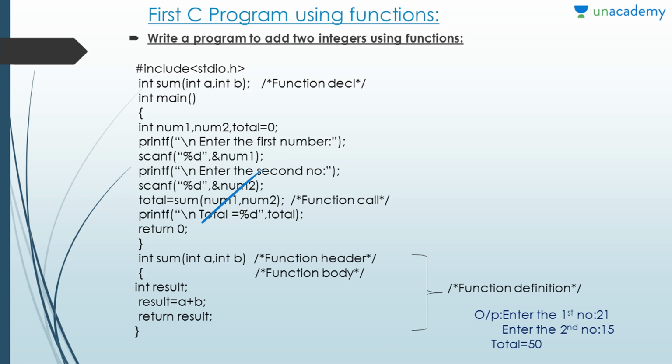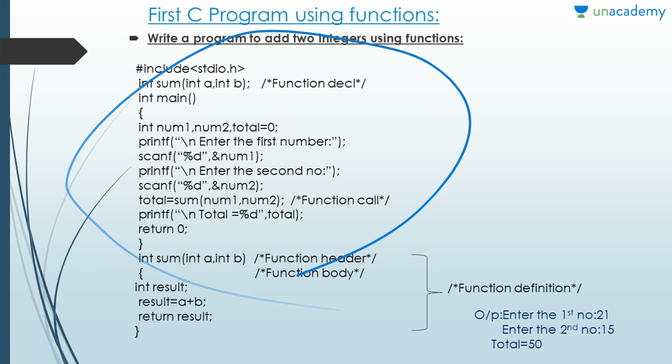Here result is equal to a plus b, which means the addition of a and b will be stored in result. Now here you would return 0, meaning a null value, but now you write return result, which means you return the value stored in the integer variable result. So this is all about the function. This is a primary program, the first ever program of function.